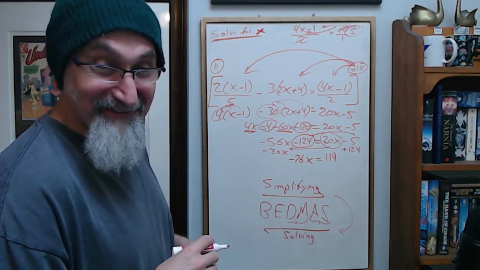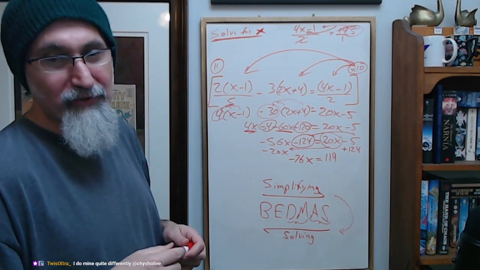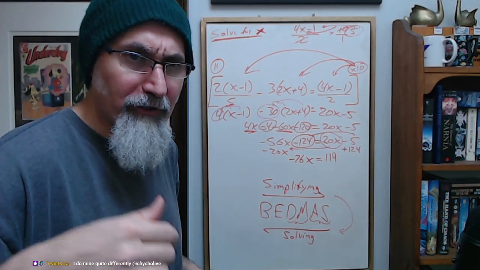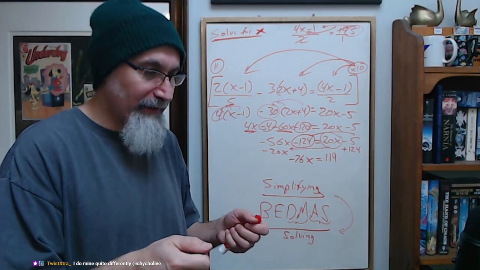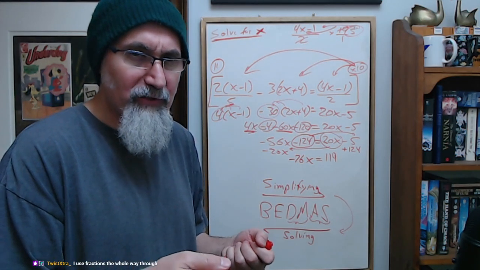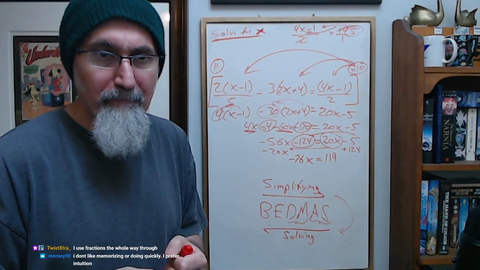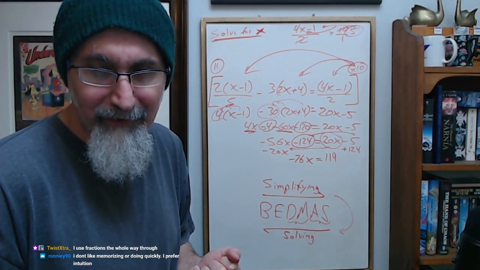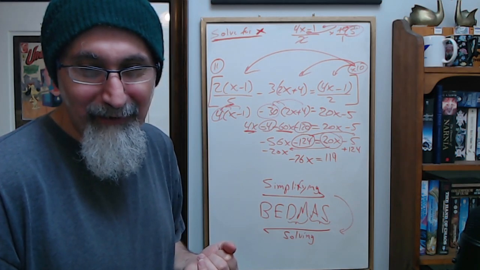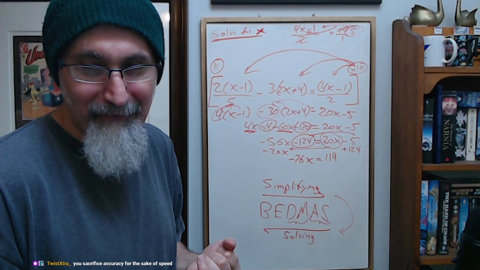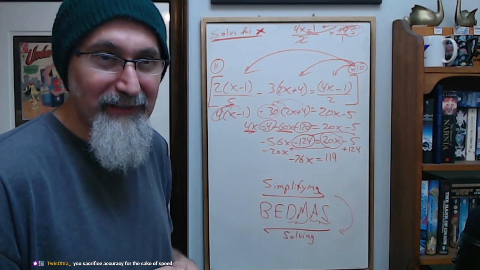Mine says I'm slow. That's okay. This is not about speed, by the way. That's one of the other reasons centralized education is so horrendous. They put people under the clock. Get it done, get it done fast. Well then, why are you speeding things up? The first thing they teach you when you learn how to drive is speed kills. If speed is so dangerous that it kills, why are they forcing students to react rapidly? Crazy, right? I do mine quite differently, Chycho? You use fractions the whole way. Cool. I don't like memorizing or doing quickly. I prefer intuition. You sacrifice accuracy for the sake of speed, which is, well, speed kills.